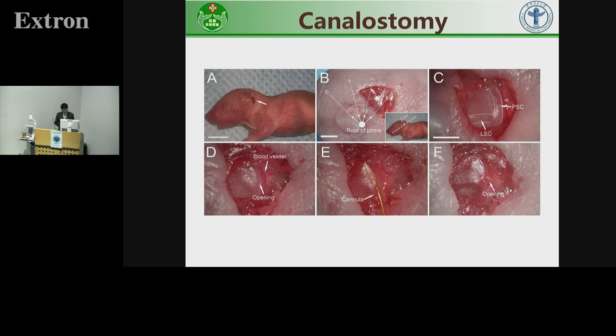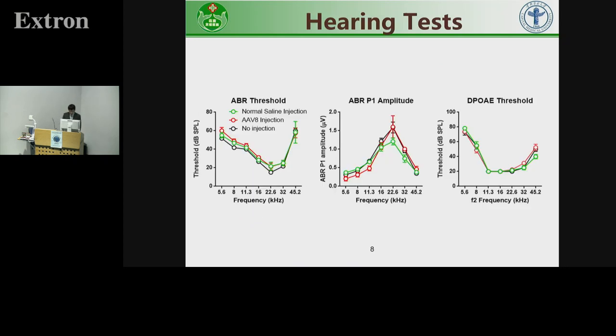This slide shows the brief surgical procedures in the neonatal mice. After a postauricular incision was made, we localized the semicircular canal, and then the soft tissues covering the canal were separated to expose the posterior semicircular canal. We used a 30G needle to make a tiny opening in the semicircular canal. Then we inserted a cannula into the semicircular canal and delivered the virus into the inner ear of the mice.